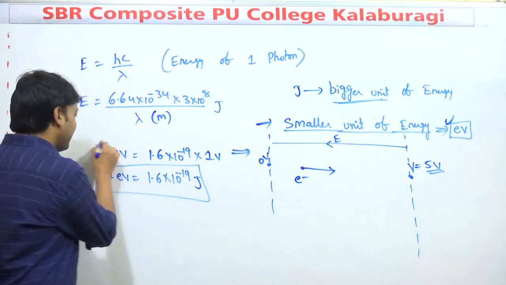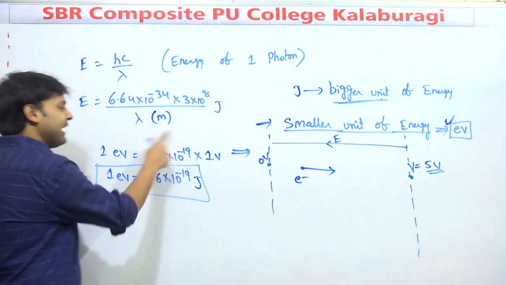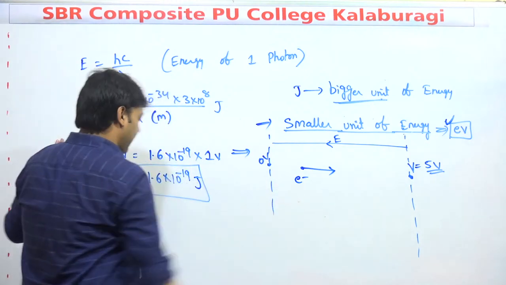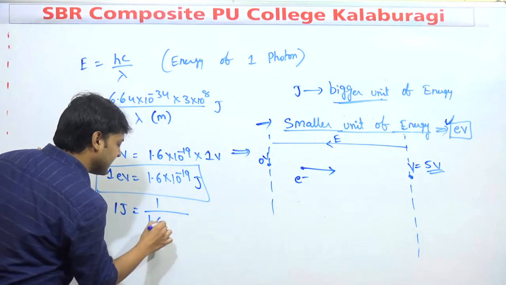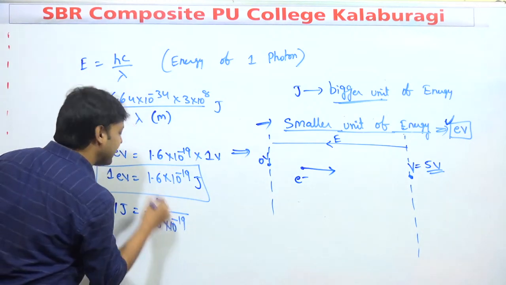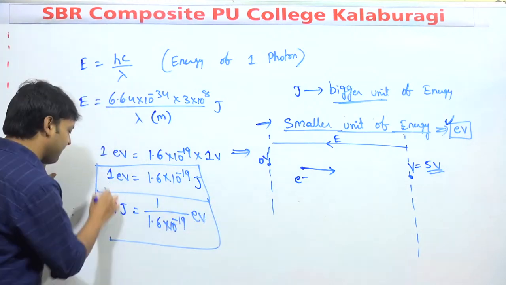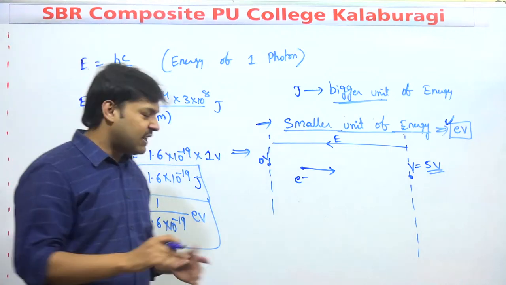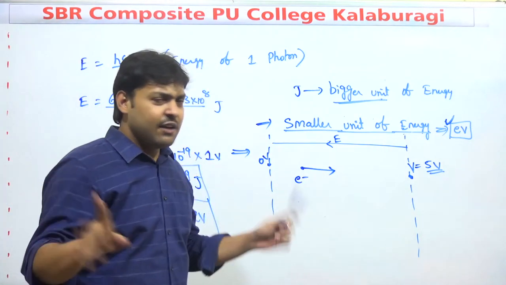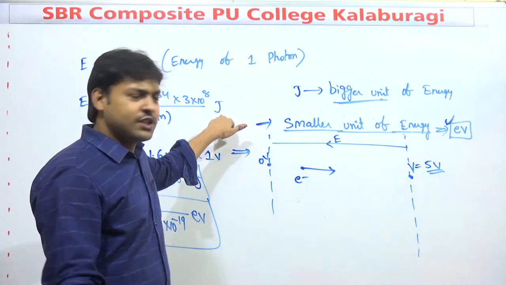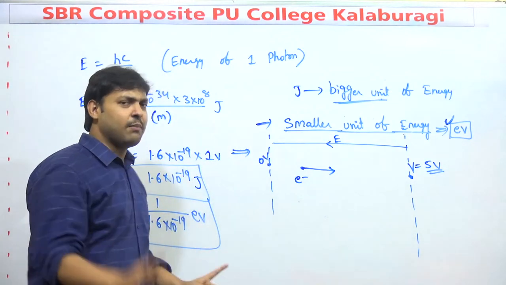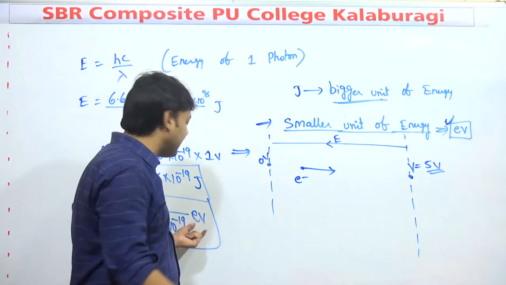When? If 1 volt is applied across a charged particle. So now 1 joule I can write as 1 upon 1.6 into 10 to the power minus 19 electron volts. Very, very important in this chapter. From now on, in modern physics, we won't write things in joules, that is a very big unit. We'll write everything, from now up to nuclear physics, in electron volts only.